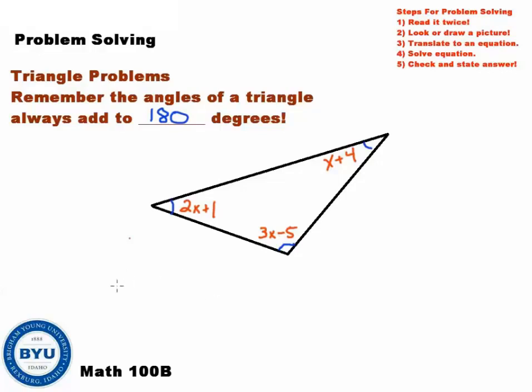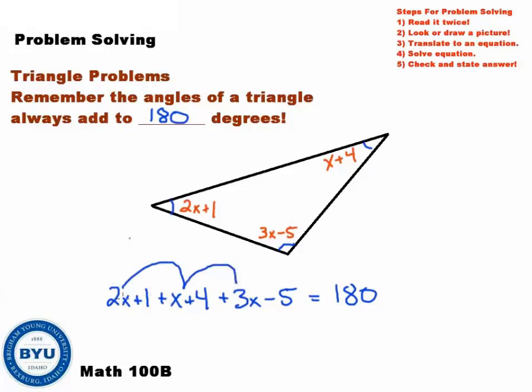So when setting up the problem, all you have to do is write out the angles. 2x plus 1, plus x plus 4. So I wrote this angle. I'm going to write this angle. Now I'm going to write this last one, 3x minus 5. And we know those angles will always add up to 180 degrees. We then can combine our like terms like normal. 2x plus x plus 3x. Let's see, 2x, 3x. That's 6x. Plus, this is 1 and 4 minus 5, which just comes out to be 0, equals 180.